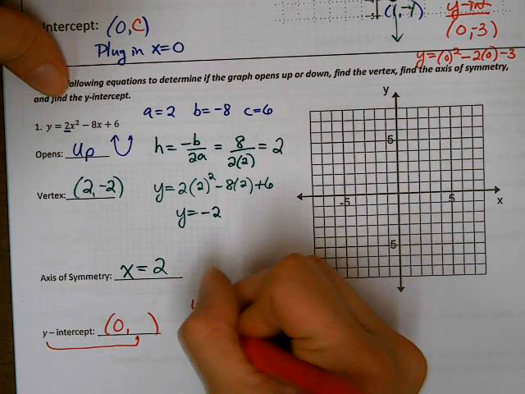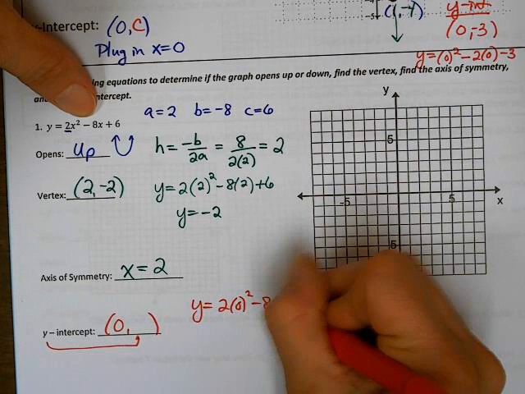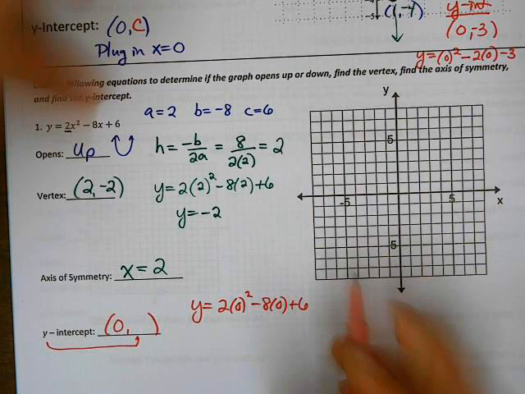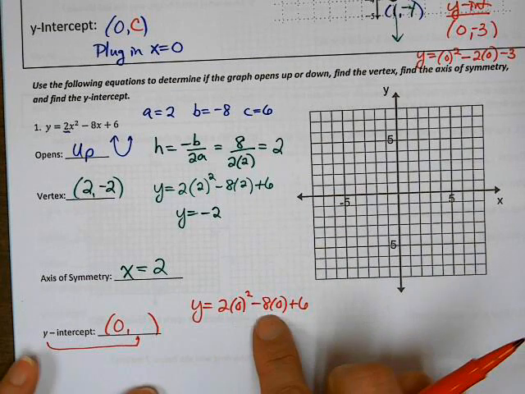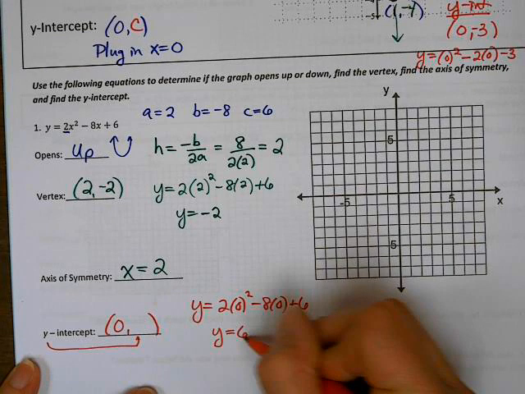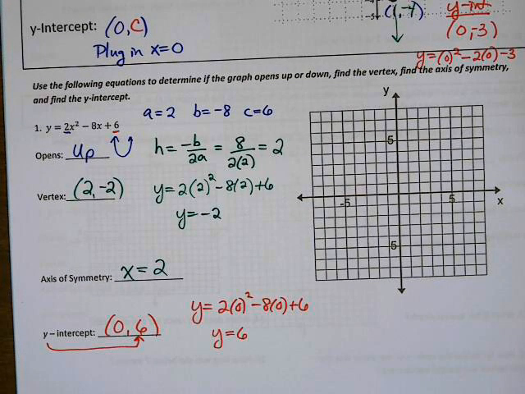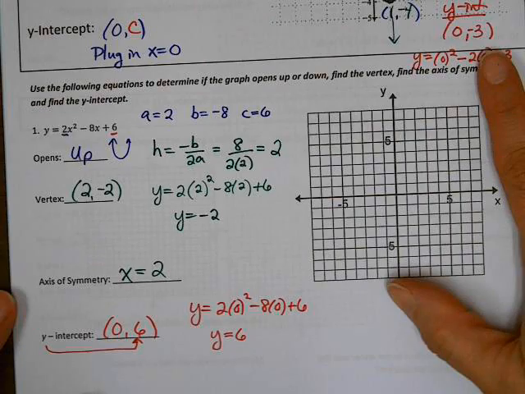So you could take your equation and plug 0 into all the x spots again. And then 0 minus 0 plus 6, y equals 6. Remember, we said the y-intercept is just the last number. If you start to remember that, it'll speed things up a little. All right, let's put all this on our graph.